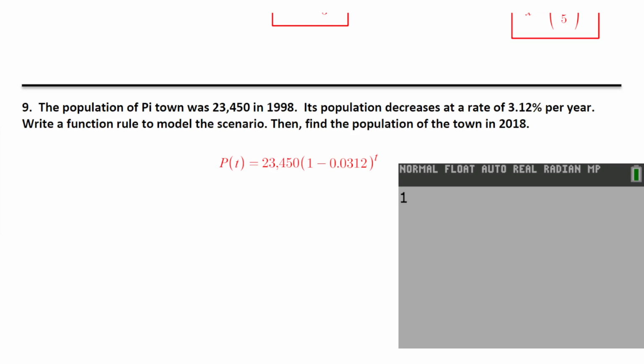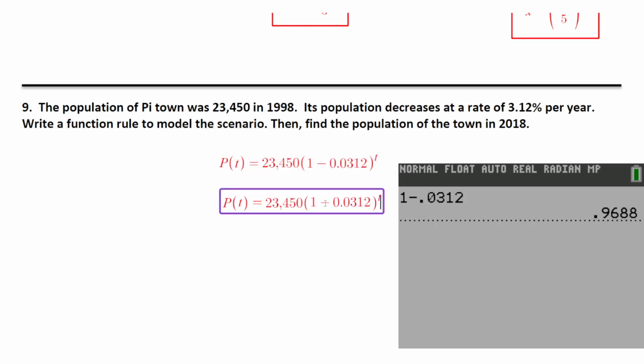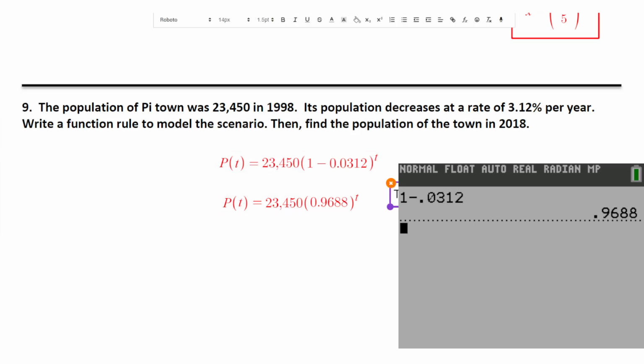Okay, so I need to do 1 minus 0.0312, and that's going to give me my decay factor here, 0.9688. Okay, so I'm going to rewrite this function as 23,450 times 0.9688 to the power of t. All right, so now this is the function that's going to give me the population t years after 1998. Let me make a note of that. This is the population t years after 1998.